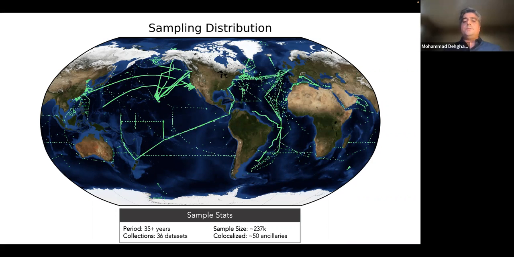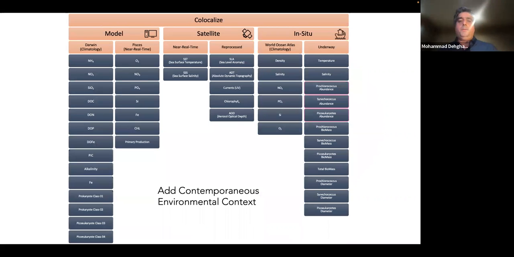Then we need to add some context. In this case, we want to add some environmental context, meaning we want to know what the environment was like at the time and location of each one of these measurements. What was the temperature? What was the salinity? What were the nutrient fields? This is essentially the co-localization process, which can be quite tricky for 40 years of data at global scale. It's just not practical to do on a local machine.